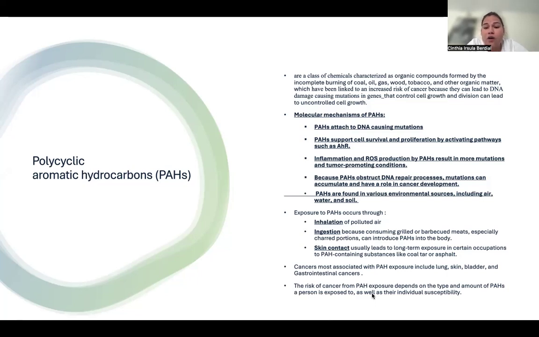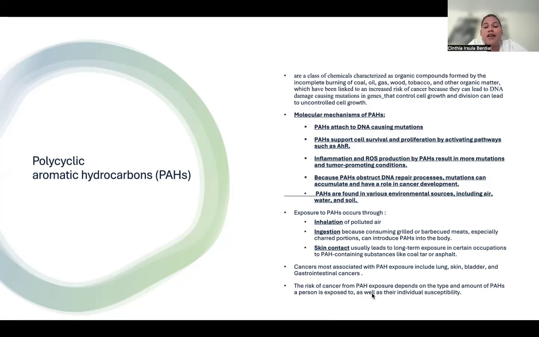Inflammation and ROS production by PAHs result in more mutations and tumor-promoting conditions. Because PAHs obstruct DNA repair processes, mutations can accumulate and play a role in cancer development. PAHs are found in various environmental sources, including air, water, and soils.